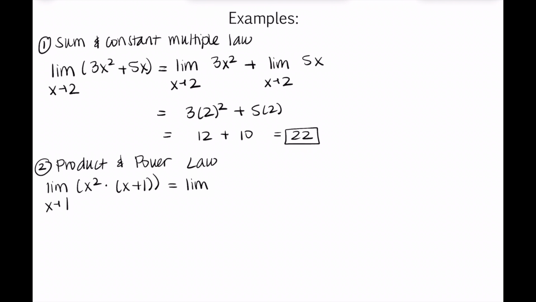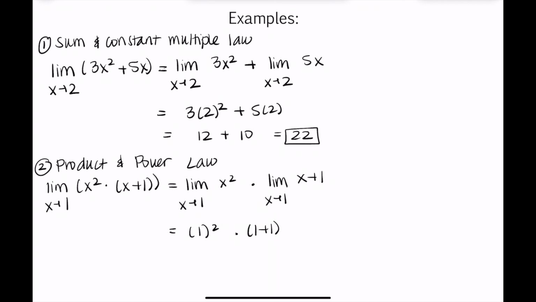We would have the limit as x approaches 1 of x squared times the limit as x approaches 1 of x plus 1. And we'll go ahead and evaluate these two separately and then multiply our answers together. When we substitute the 1 in, we would get 1 squared times 1 plus 1. We know that 1 squared is just 1. 1 plus 1 gives us 2. 2 times 1 is 2, so our answer for number 2 is 2.